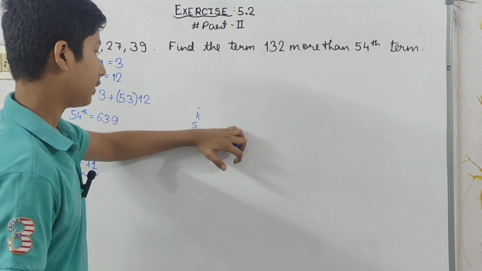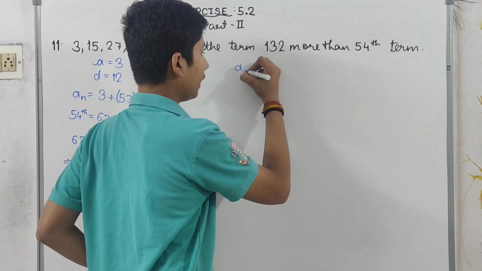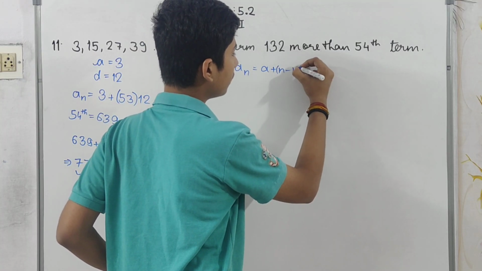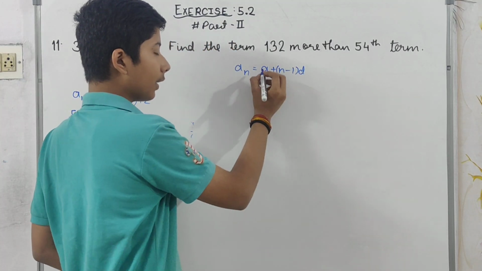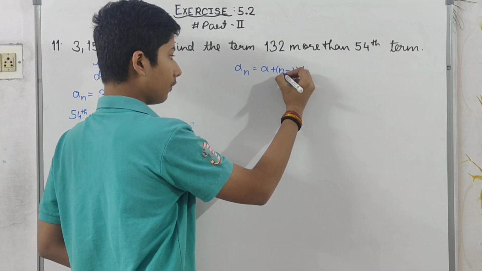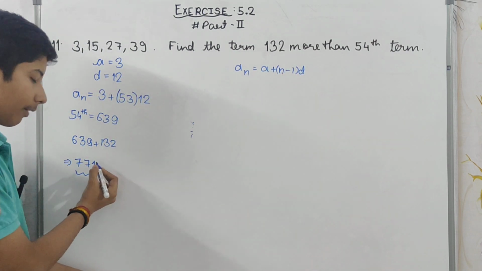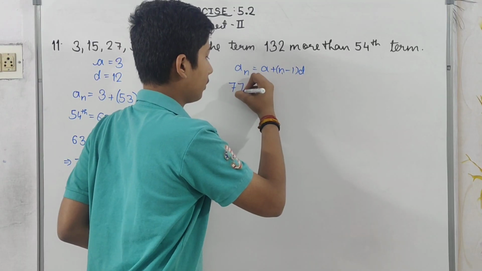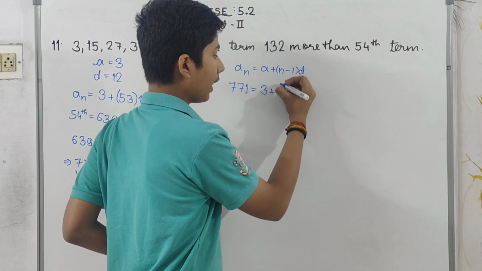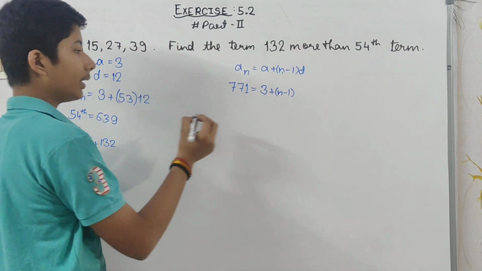So we'll just erase this calculation. Here we'll write nth term equals a plus (n minus 1) times d. Now we know a, we know d, we know an, but we don't know the value of n, which we have to find out. So an is 771, equals a, which means 3, plus (n minus 1) times d. d we know is 12.